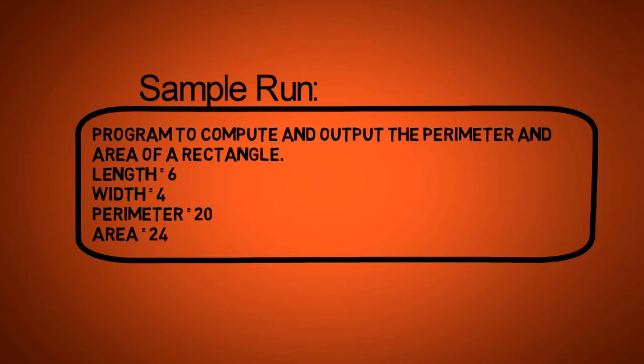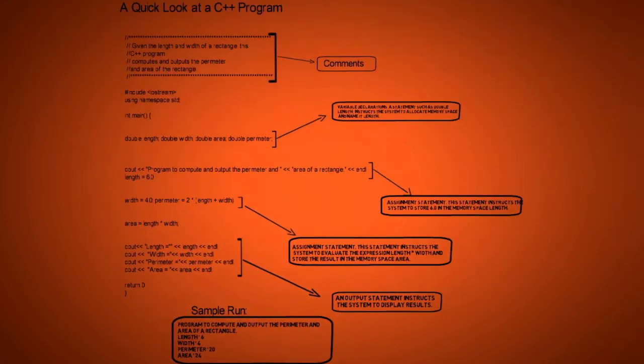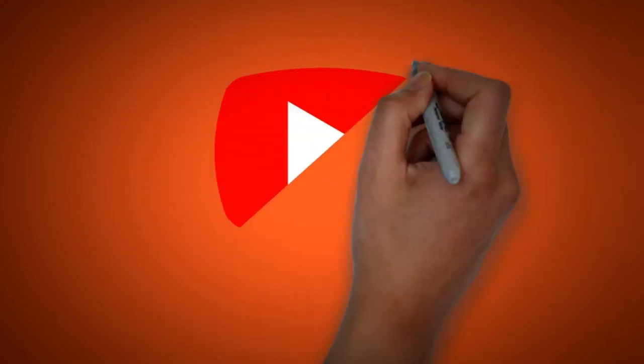Sample run. Program to compute and output the perimeter and area of a rectangle. Length equals 6. Width equals 4. Perimeter equals 20. Area equals 24. That was the basic structure of a C++ program.